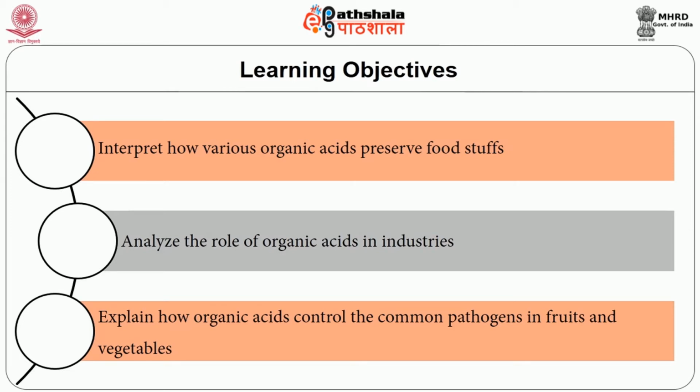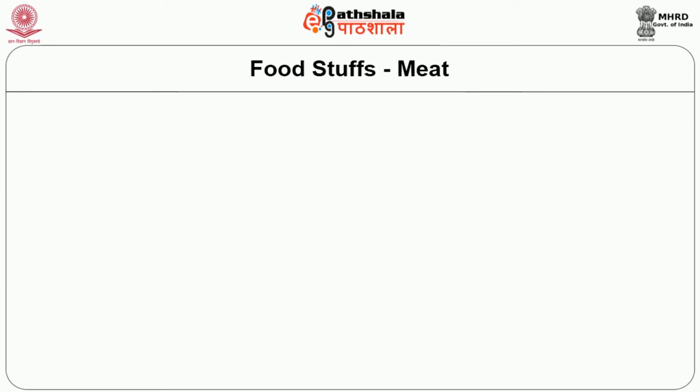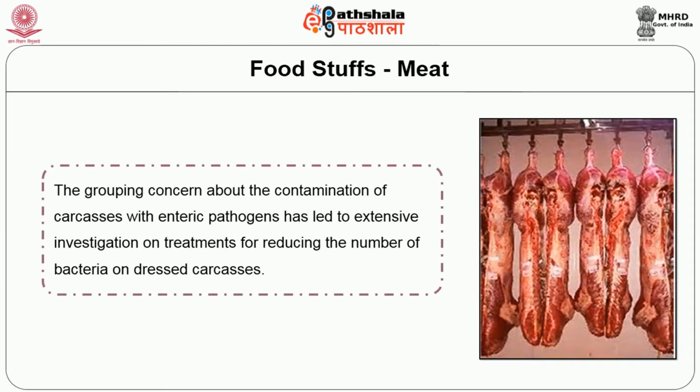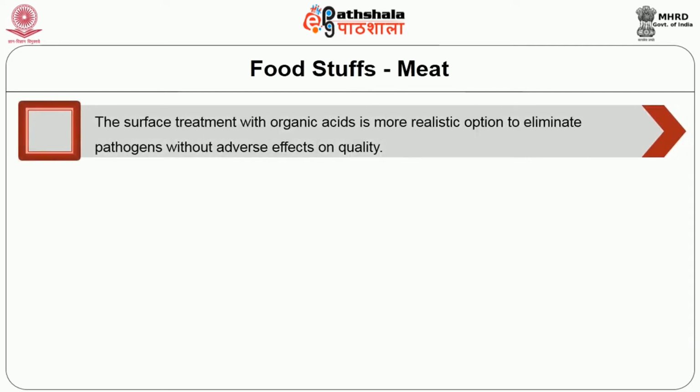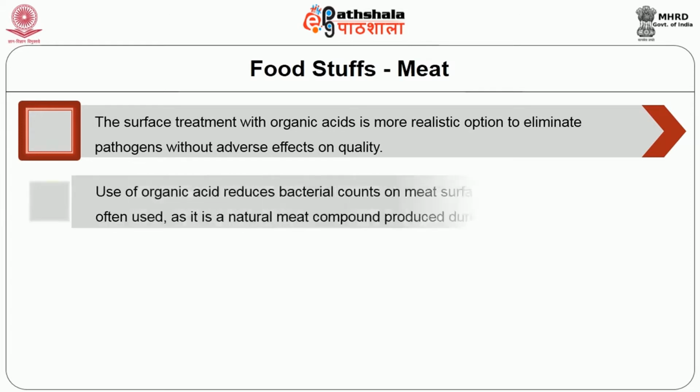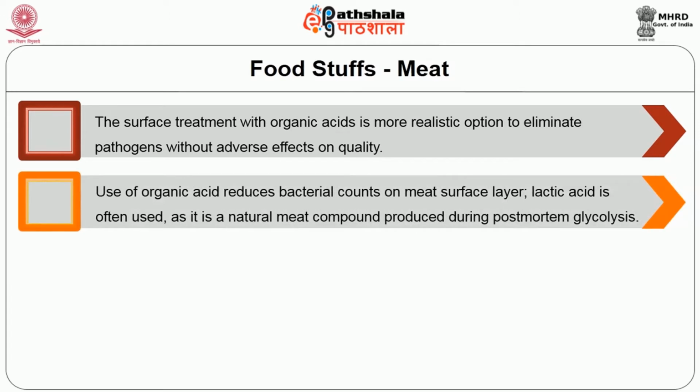It is used to explain how organic acids control the common pathogens in fruits and vegetables. Foodstuffs. The growing concern about the contamination of carcasses with enteric pathogens has led to extensive investigation on treatments for reducing the number of bacteria on carcasses. The surface treatment with organic acids is a more realistic option to eliminate pathogens without adverse effects on quality. Use of organic acid reduces bacterial counts on the meat surface layer.